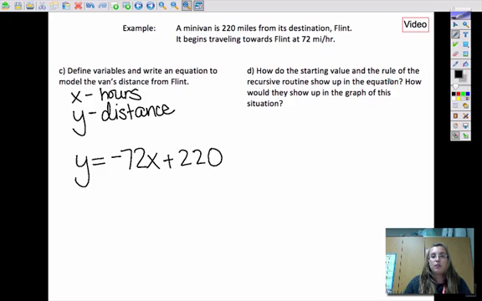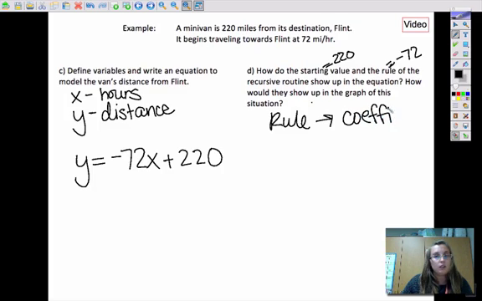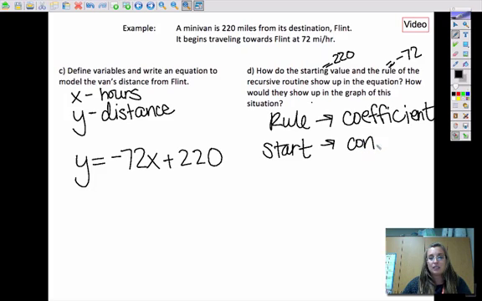So the starting value and the rule, okay, so the starting value of 220 and the rule of negative 72, how do they show up in the equation? Okay, so in the equation, the rule shows up as our coefficient. We learned about this term, I think, last unit. It's that number that's with the variable, okay? And our starting value, our start, shows up in the equation as our constant, okay? That's this term over here.